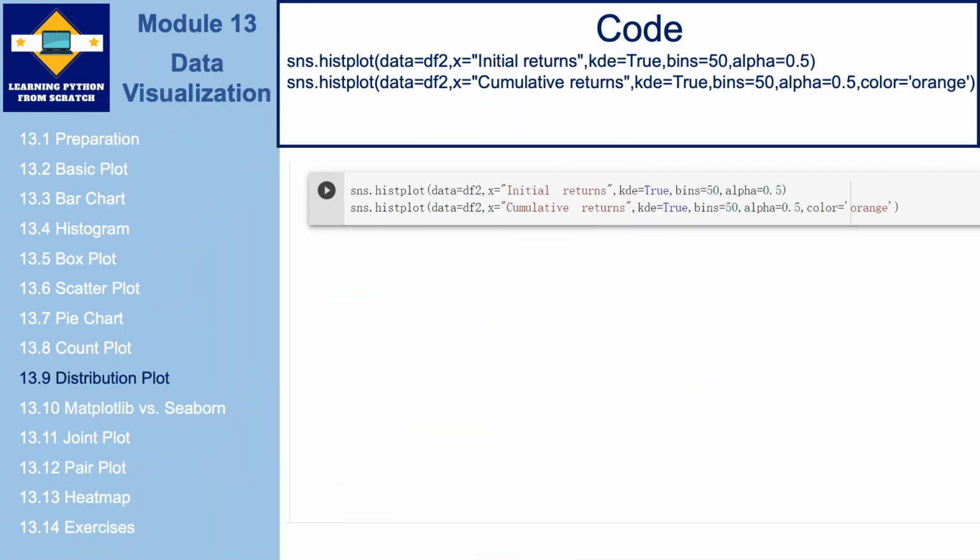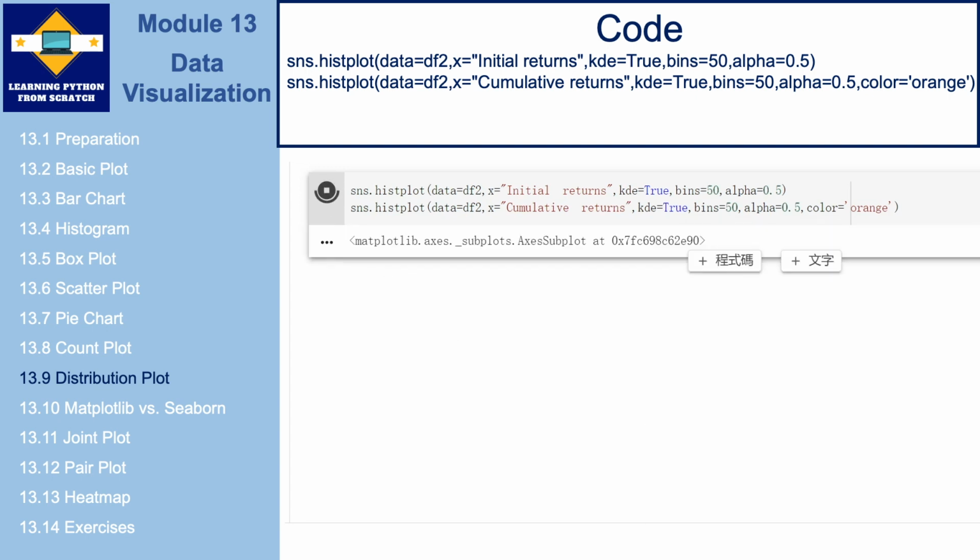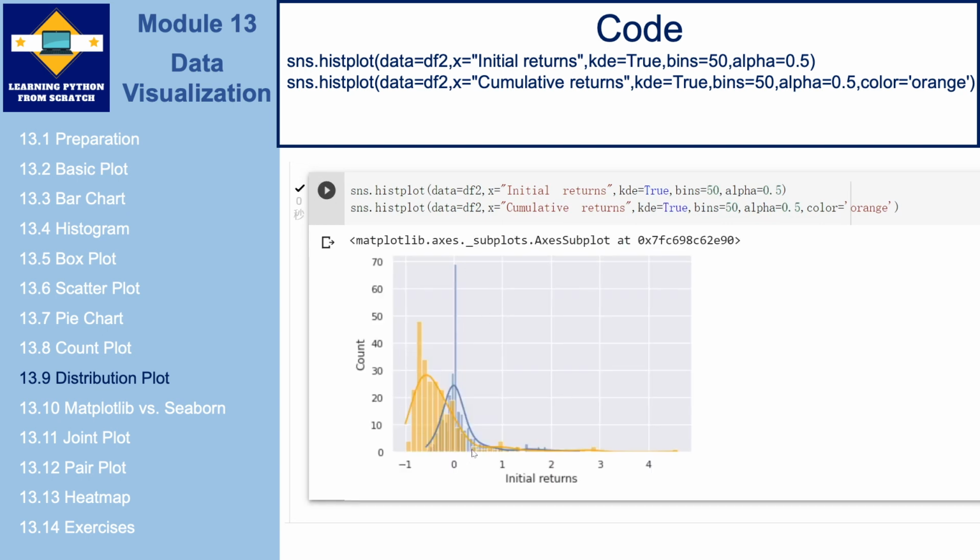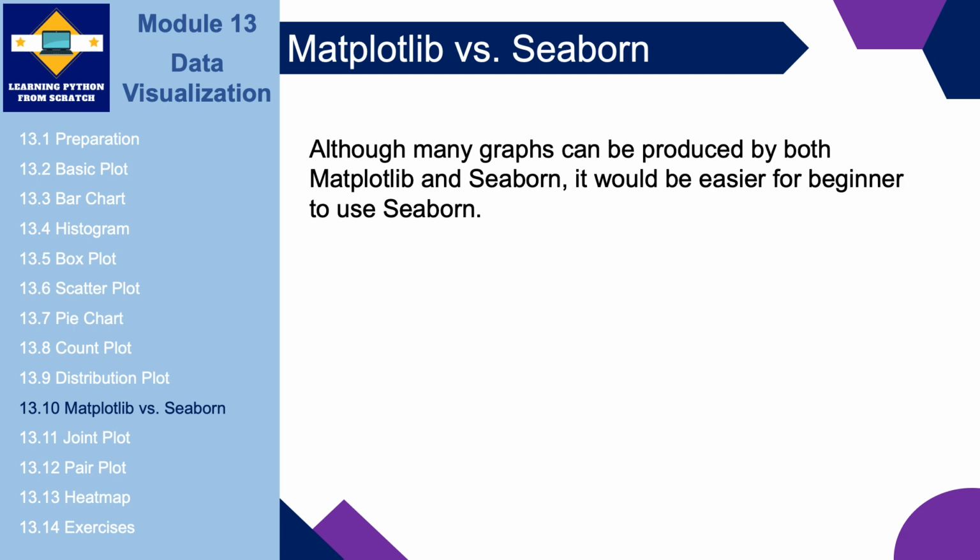If we want to plot two histograms in the same figure, we can use the histplot method instead. So now we want to plot initial returns and cumulative returns in the same plot. And when you run it, you should be able to see that now cumulative returns and initial returns are shown in the same graph. Although many graphs can be produced by Matplotlib and Seaborn, it will be easier for beginners to use Seaborn.